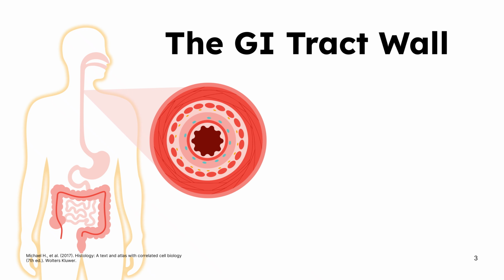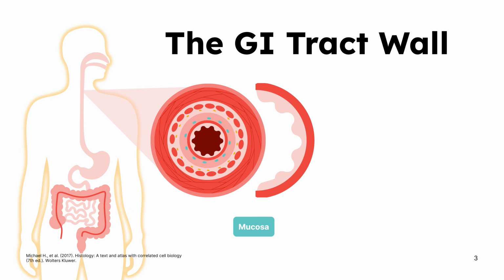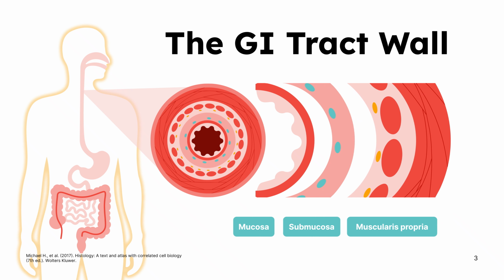The layers of the gastrointestinal tract wall include the following: the mucosa, which consists of an epithelial lining, responsible for nutrient absorption and mucus secretion. The submucosa, a layer of connective tissue containing blood vessels, nerves, and glands. The muscularis propria, composed of smooth muscle layers that facilitate peristalsis and the movement of food. And the serosa, an outer protective layer that minimizes friction with surrounding tissues.